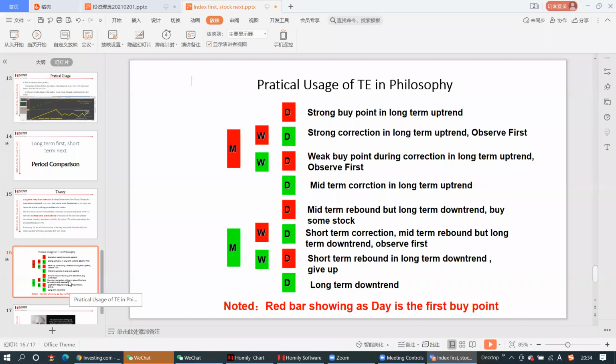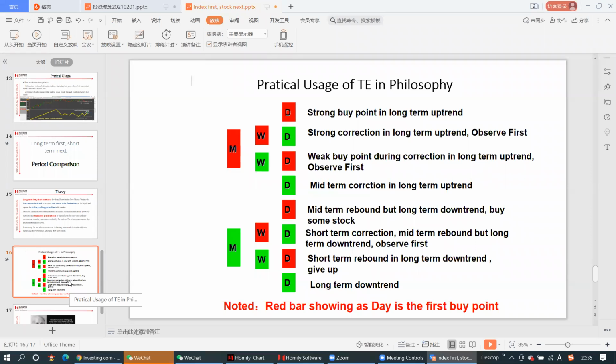When our month, week, and day are all red, it means it is a strong buy point for our long-term uptrend. And it's also a strong correction when our month is red, week is red, but the day is green. So it's like a strong correction in our long-term uptrend. Because the day already shows a green color, it's in the correction period. We need to observe and find a good buy point to enter.